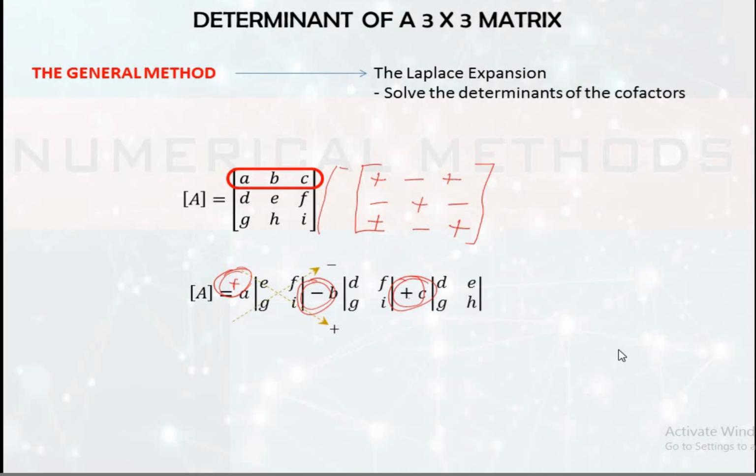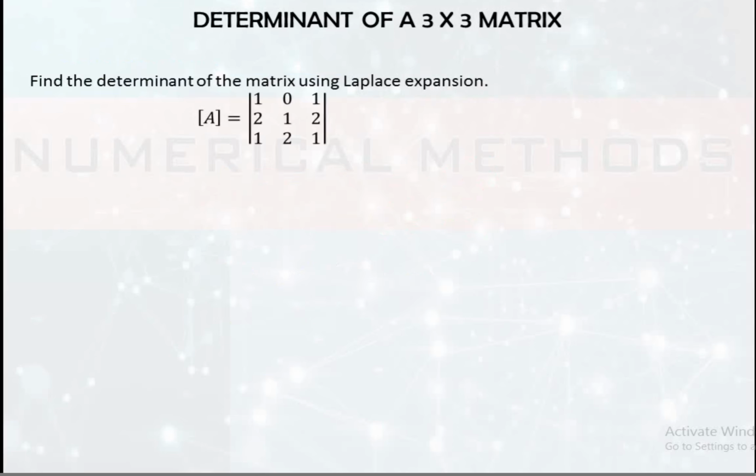So, yung parang ginawa natin in the previous slides, take the sum of the downward diagonal and the upward diagonal. So, for example, this one. Determine the determinant of this matrix using the general method or the Laplace expansion. So, I'll take the first row as the pivot row.